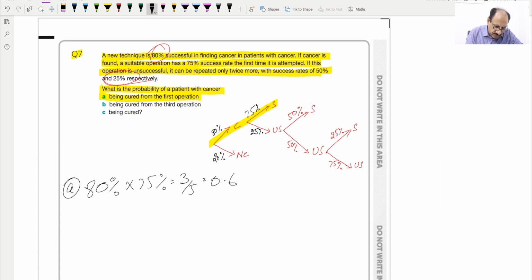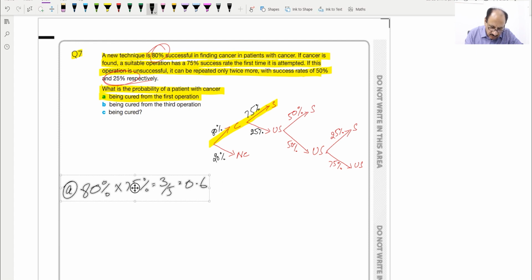So 0.6 will be our answer, and this will be our final answer for A part. Now B part says being cured from the third operation. So for the third operation, which option will we be taking? We will be taking this route, and then we'll be taking this route.